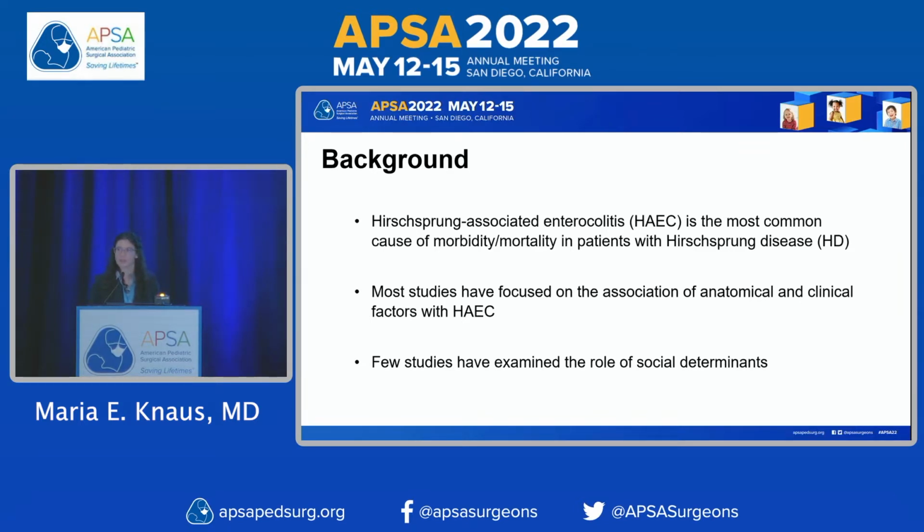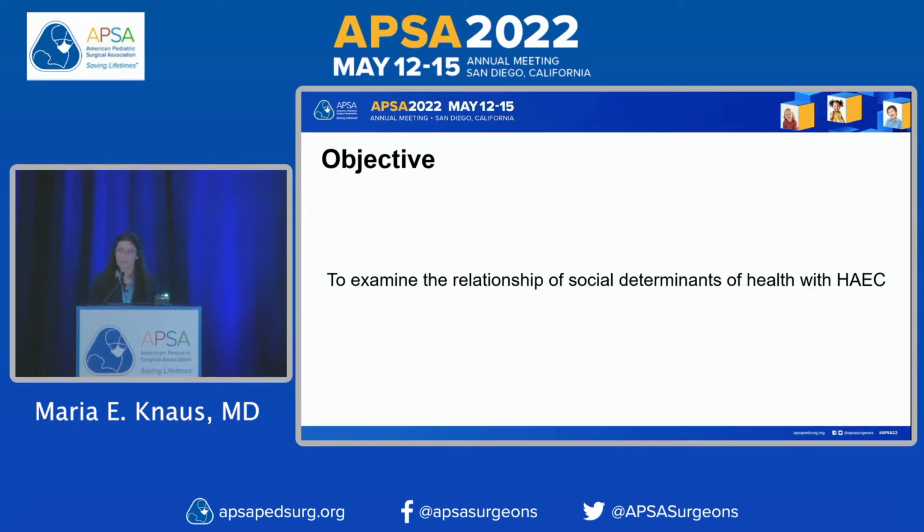Hirschsprung-Associated Enterocolitis is the most common cause of morbidity and mortality in patients with Hirschsprung disease. Many studies identifying risk factors in these patients have focused on anatomical and clinical factors, with few studies examining the role that social determinants of health play in Hirschsprung-Associated Enterocolitis. So, the objective of this study was to examine the relationship of social determinants with enterocolitis.